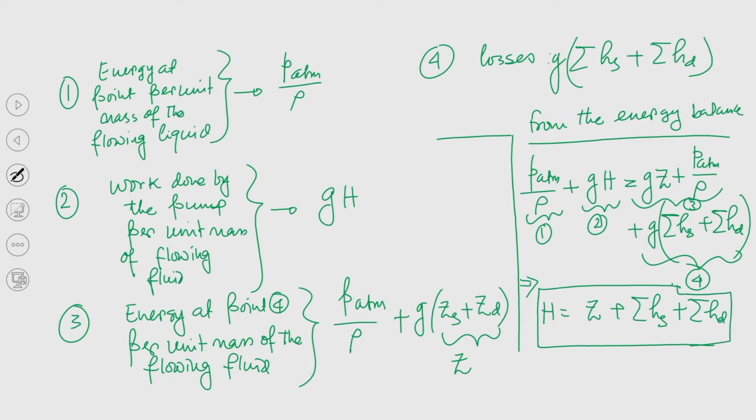Suffix s is used to denote the losses in the suction line and suffix d is used to denote the losses in the delivery line. So, this is the equation that we have obtained by doing this simple energy balance approach.